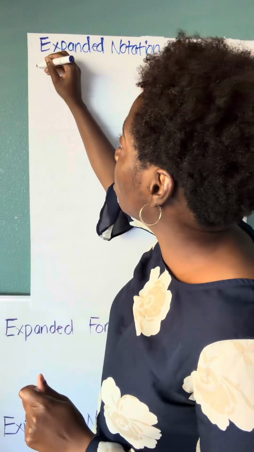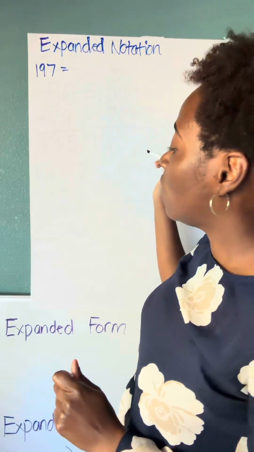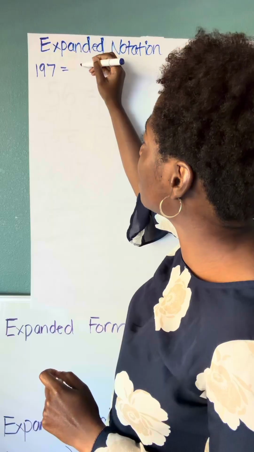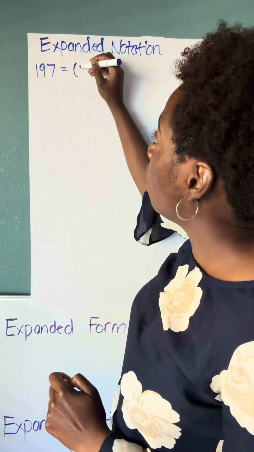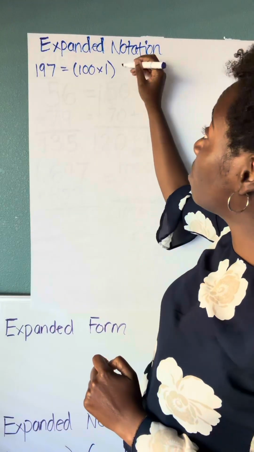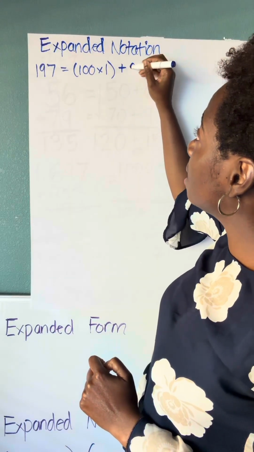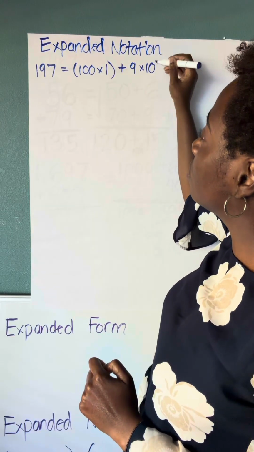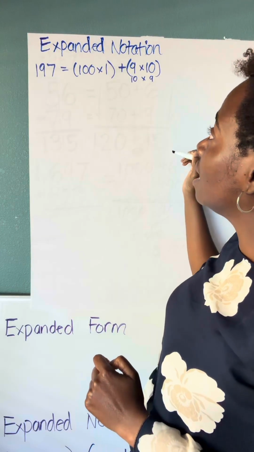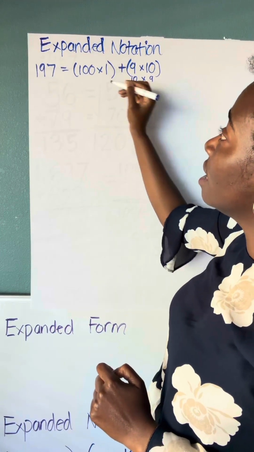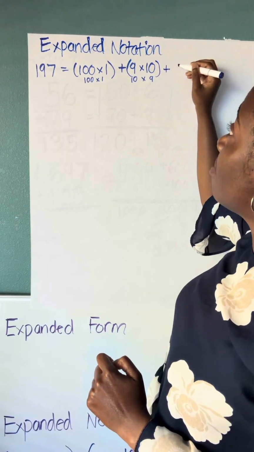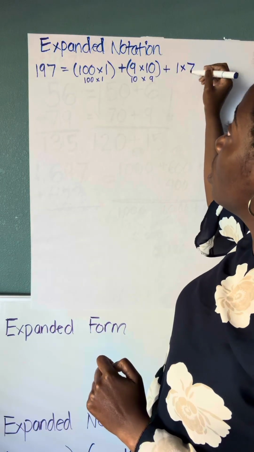Let's say we have the number 197. In expanded notation, the number 197 would be 100 one time, plus 90, which is 9 times 10. And if I want to be really particular, I'll put the 9 after the 10, so it's 10 times 9, because we did 100 times 1. Plus 7. I'll do 1 times 7.